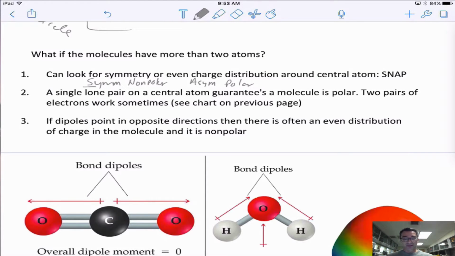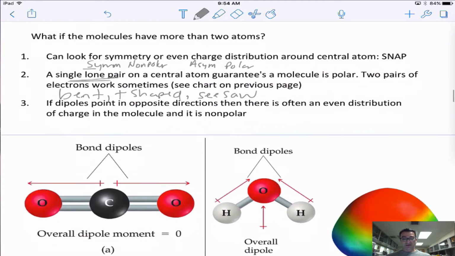I look for a lone pair on the central atom. If I have a single lone pair on the central atom, it's going to guarantee that the molecule is polar. Two pairs work pretty much all the time. I can show you the chart on the previous page. If you are a bent molecule with two pairs, it definitely works. If you are T-shaped, if you are seesaw, then it definitely works. But there's some up above that won't work, and I'll show you that in a second.